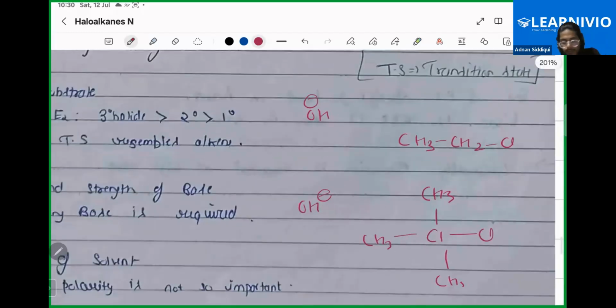See, this is the same thing, right? OH negative. Here it is a 1 degree substrate. In a 1 degree substrate, will it act as a nucleophile or as a base? Nucleophile, because it is not hindered. It can easily attack from the backside and give us a substitution product.